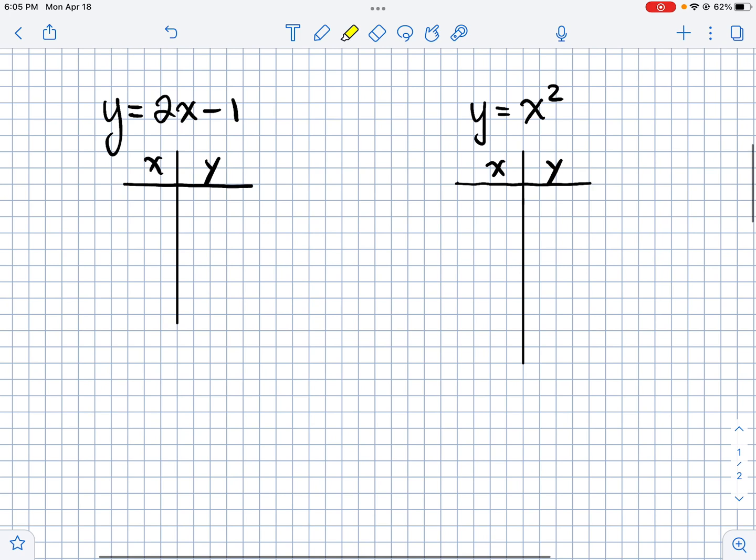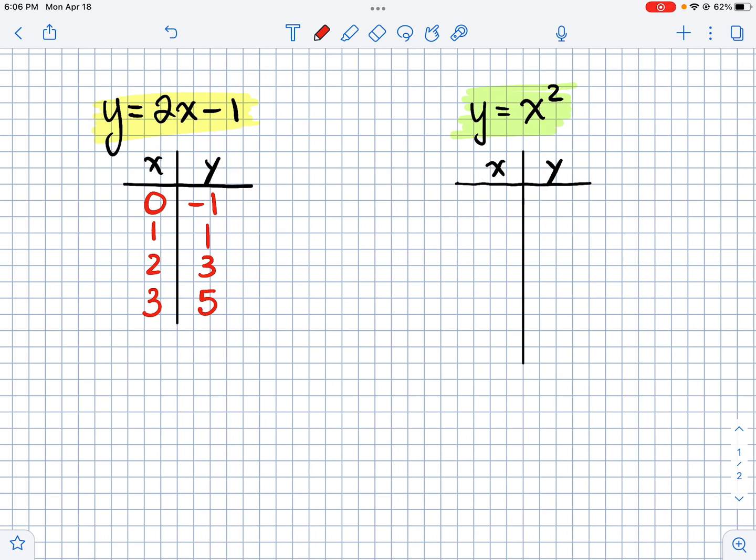Okay, but what about equations and tables? Let's take a look at this equation here, y equals 2x minus 1, and then let's take a look at this equation, y equals x squared. If I do y equals 2x minus 1, let's say I make a table of that. I'll just throw in some values for x. When x is 0, 2 times 0 minus 1 would be negative 1. When x is 1, 2 times 1 minus 1 would be 1. When x is 2, 2 times 2 minus 1 would be 3. And when x is 3, 2 times 3 minus 1 would be 5. So that's my table of values.